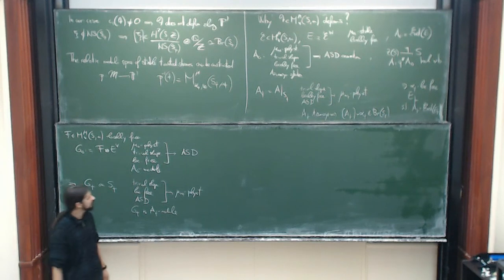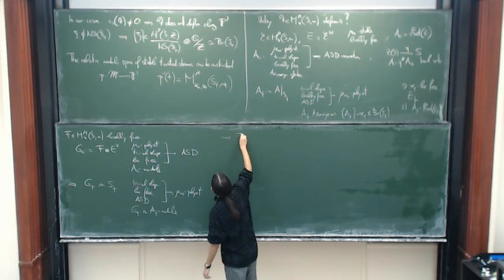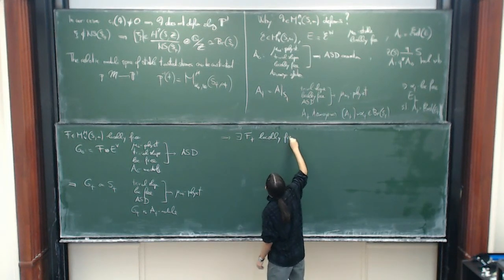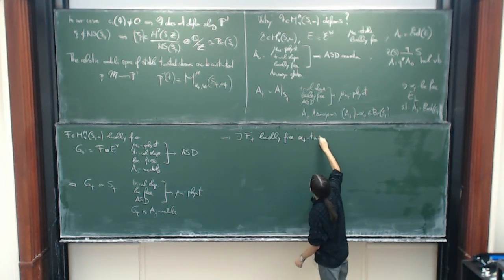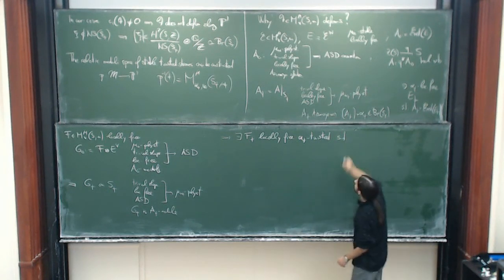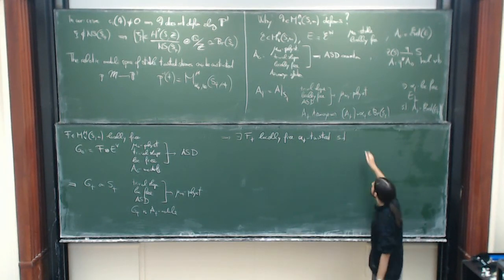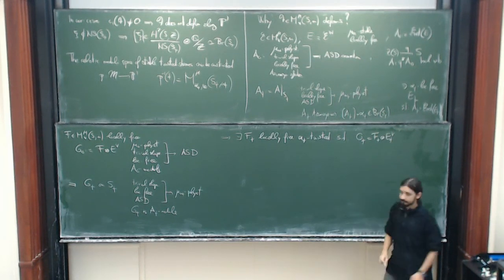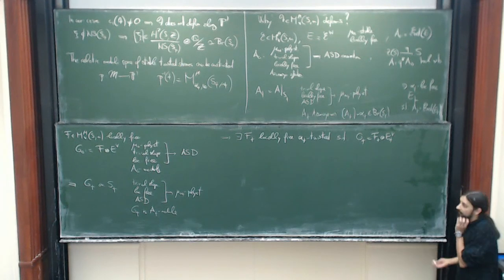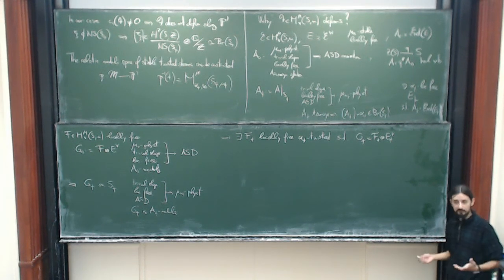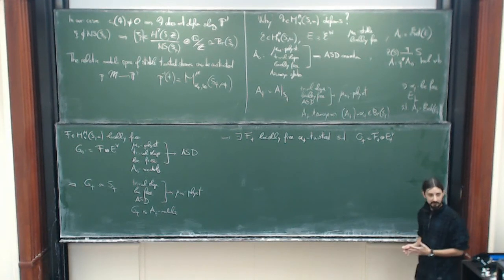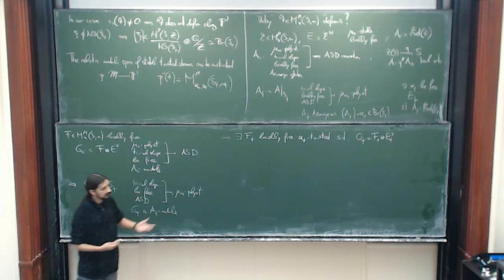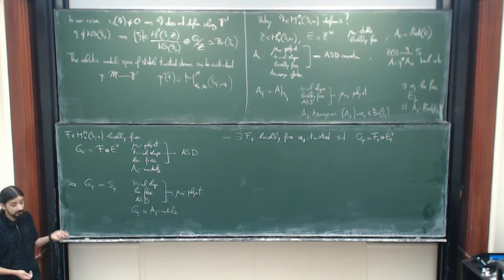Hence, it turns out that there exists FT locally free and alpha T twisted such that GT is FT times ET dual. Well, the twisted version of the Mukai vector remains constant in some sense. Then this tells you that the only thing you need to verify is that it is stable.